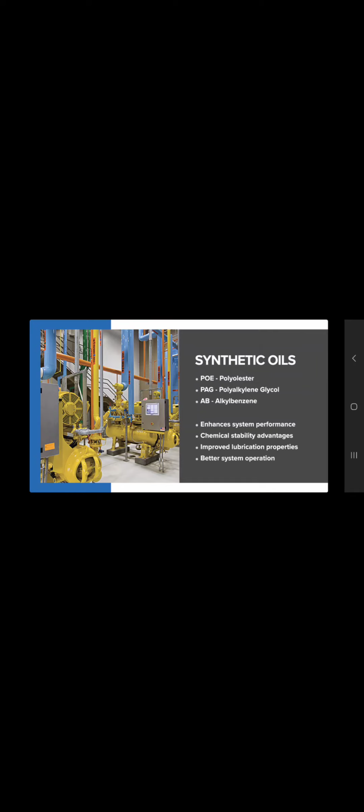Alkyl benzenes, they're for rare systems, real high pressure systems. They're for CO2 systems. I think it's R744, uses carbon dioxide as a refrigerant, but they operate at pressures 10 times higher than normal pressures. All right. So most of us won't run into that.